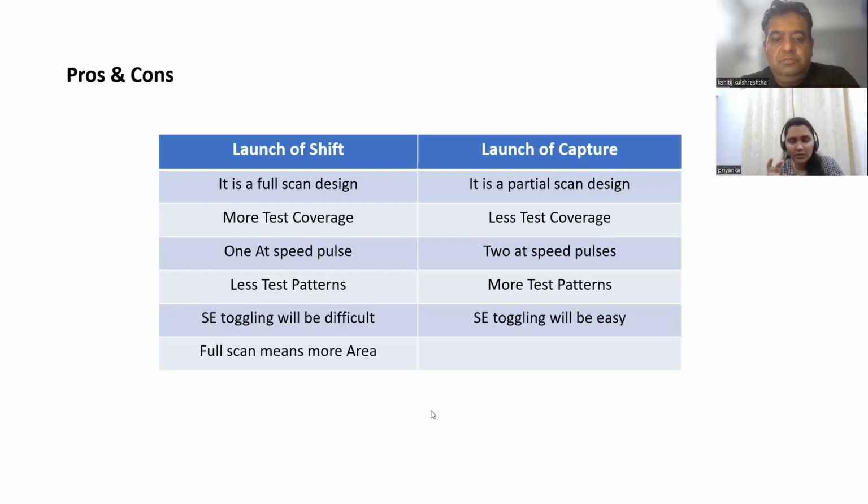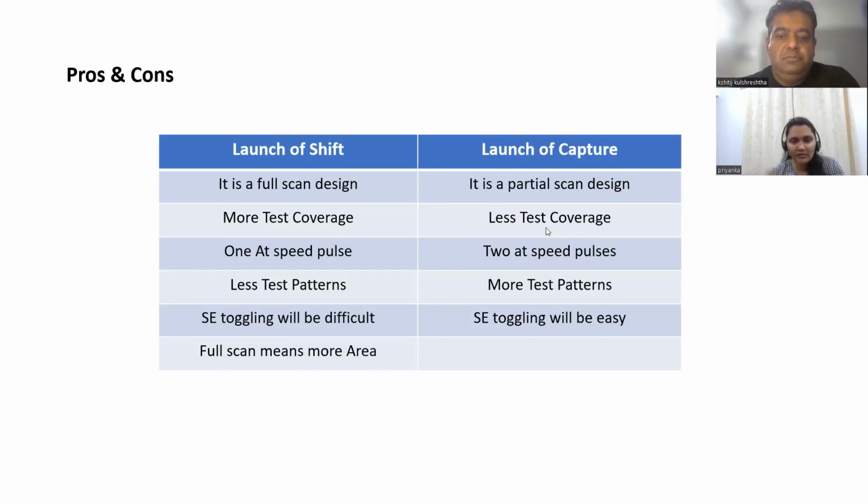Launch of capture is a partial scan design, with less test coverage. Same as I told you, whenever your device is fully scannable, it means coverage will increase. Partial scan means you are getting less test coverage. Next is 2 at-speed pulses. We already explained that in launch of capture. We have 2 pulses and more test patterns.